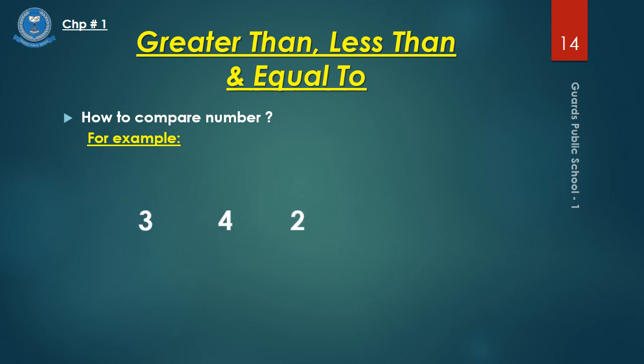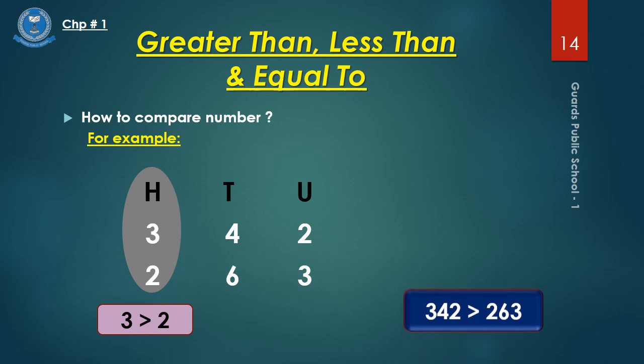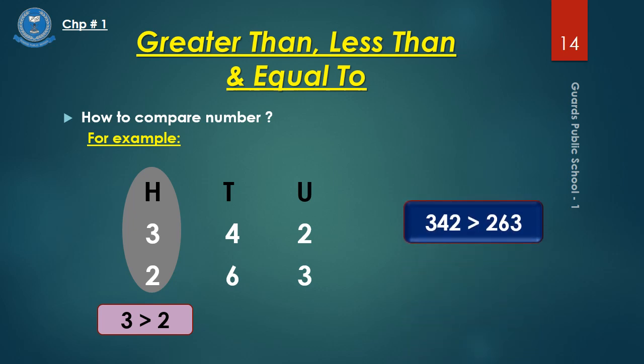342 and 263. So we first look at the digit in the hundreds place. 342 has 3 in the hundreds place. 263 has 2 in the hundreds place. 3 is greater than 2, so we say that 342 is greater than 263. For the same number, we can also say that 263 is less than 342.